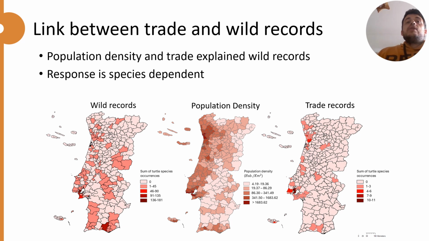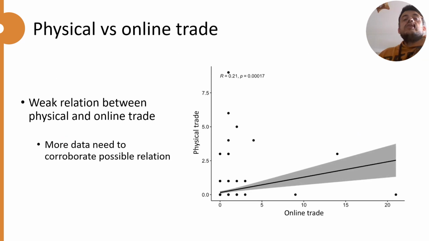Okay. Finally, we tried to see if the data from online stores, online trade and social media could represent the physical stores, and we only found a weak link between the two of them. We need more data to corroborate this. So basically we cannot extrapolate anything from the online trade to the physical trade with our data.